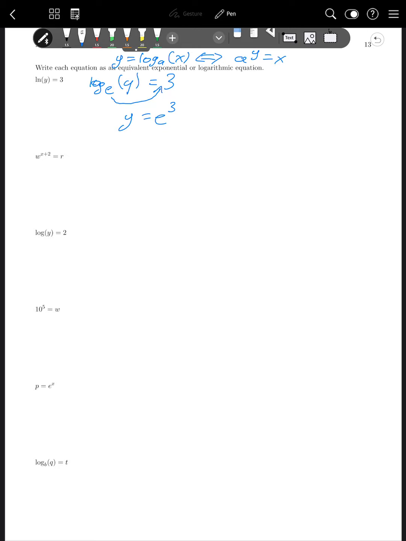Okay, so the next one's an exponential that we want to write as a logarithm. So since it's exponential, I bring the w to the other side, and now I write that as a logarithm. So the left-hand side just becomes x plus 2 because the w is moving to the right, and the right-hand side is log base w of r. Okay, so that's the idea. So go ahead and pause the video at this point and try writing the other 4 in the other format.